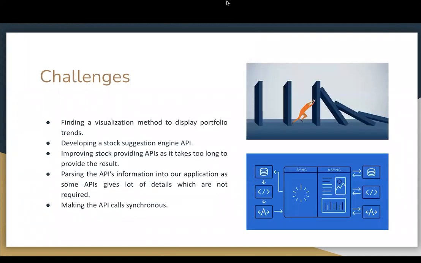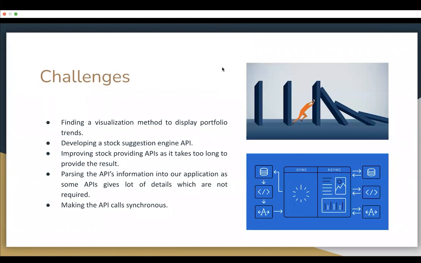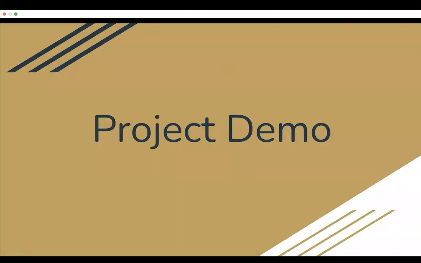The challenges we faced during implementation of our project were finding a visualization method to display the portfolio trends, and developing a stock suggestion engine API. Also, it was difficult to improve stock providing APIs as they take too long to provide the result. Parsing the API's information into our application was a main challenge, as some of the APIs give a lot of details which are not even required for the project, and at last, making the API calls synchronous. Now our teammate Rushil Shah will go through the project and the demo.